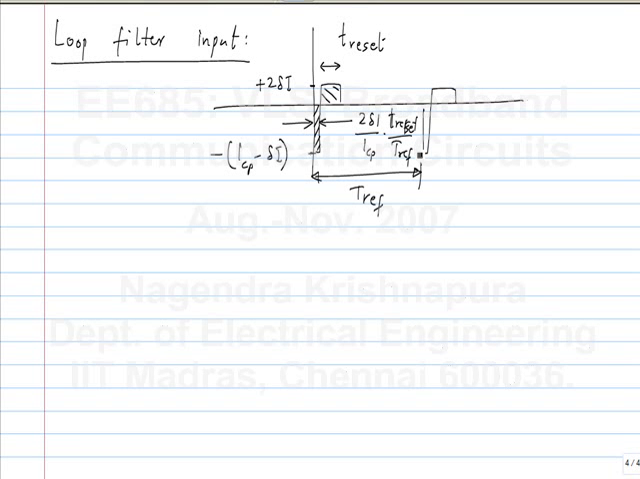So, you can calculate the Fourier components of this and find out the reference feed through. Okay. So, this is a periodic signal going into the loop filter. At the output of the loop filter, the control voltage will also have periodic components at Tref, and that in turn will give you a frequency modulation of the VCO.